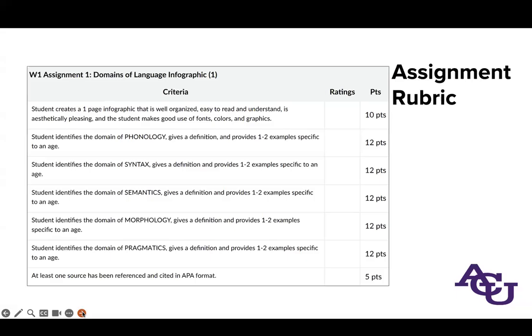You can see that you get 10 points for creating a 1-page infographic that is well organized, easy to read and understand, and aesthetically pleasing, making use of fonts, colors, and graphics. So you do need to have pictures and different colors on your infographic. Then you get 12 points each for explaining each of the 5 domains with a definition and examples. And finally, you get 5 points for both referencing and citing in text at least one source in APA format.